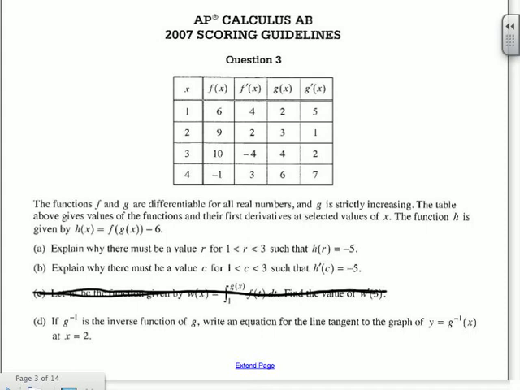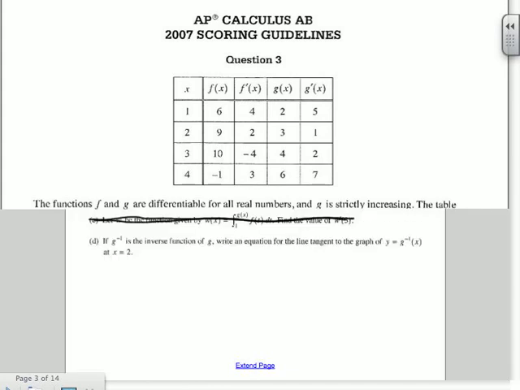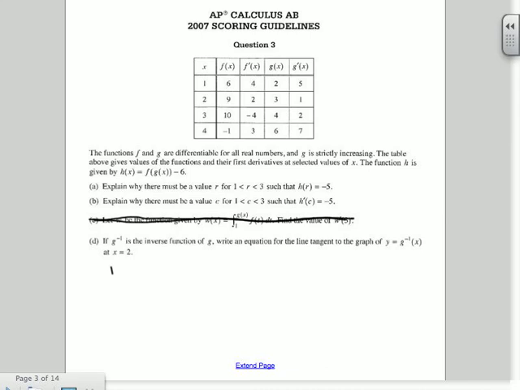Okay, Part A says, explain why there must be a value of r between 1 and 3 so that h of r is equal to -5. Usually when you say there must be a value of something between two different values, you want to think about what the endpoints are. So let's think about what h of 1 would be and h of 3.